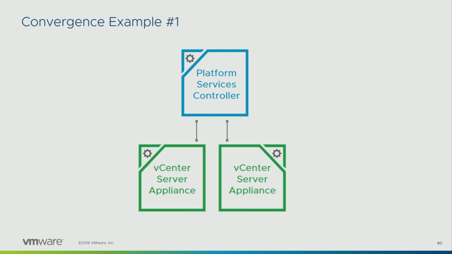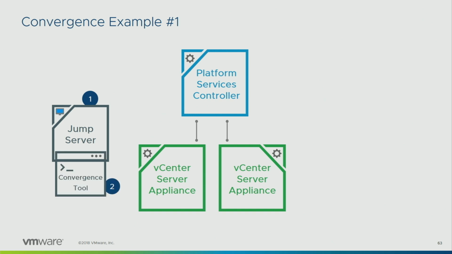So here we have two vCenters with a PSC. We want to start by making sure we back up before we start. We start with our jump server, just like previous workflows, and start up the Convergence CLI. We then connect to one of our VCSA appliances. What we're doing here is, because this vCenter doesn't have any of the PSC binaries, since all of that lives in the external PSC, we take the RPMs and install them onto your source VCSA. Once we do that, we have a VCSA that has an embedded PSC.